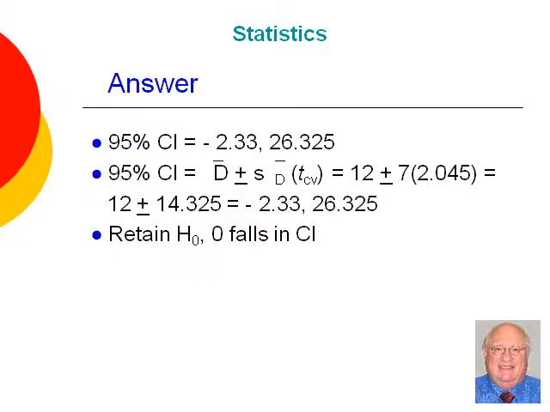The confidence interval is now negative 2.33 to 26.325. So we take the statistic of interest, our mean change score, plus or minus the standard error, which is now 7, times the critical value. Notice that the interval is much broader, and we are consequently less able to be precise about the value of the mean change scores in the population based on this experiment. In addition, the interval now contains the value associated with a null, or 0, indicating we are no longer able to reject the null hypothesis.